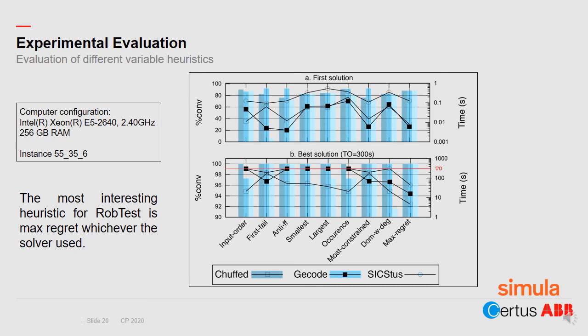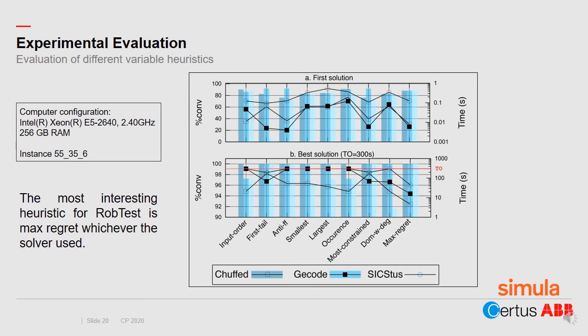But with max regret, the 3 solvers are able to return a first solution with a quality higher than 88% to the optima. Also, in terms of time execution, we can see that with max regret, we get one of the smallest time execution to get the first solution.